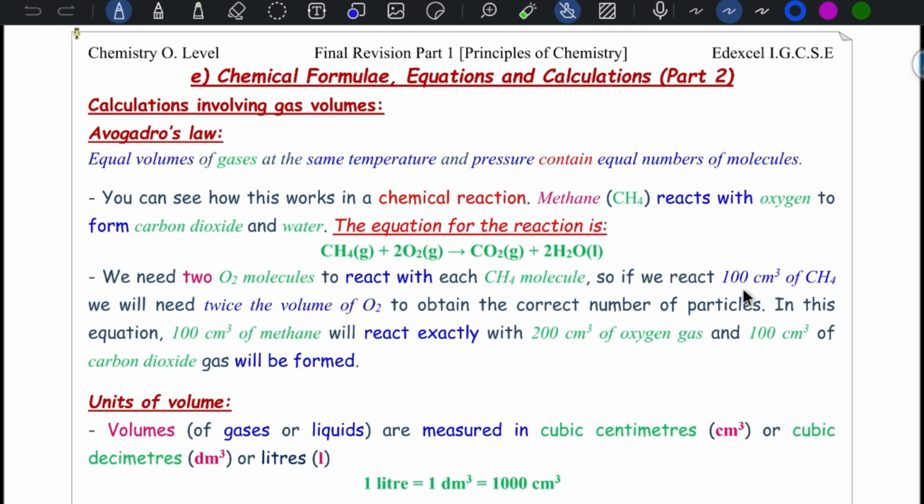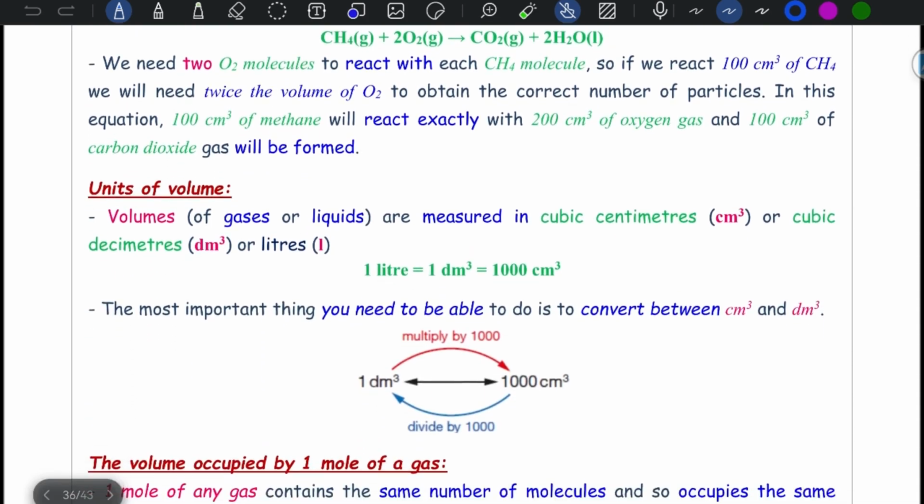So if we react 100 cubic centimeter of CH4, we will need twice the volume of oxygen. So you will need 200 cubic centimeter of oxygen gas to react exactly with 100 cubic centimeter of methane and to form 100 cubic centimeter of carbon dioxide. Remember that you can use volume instead of moles in the case of gases, not liquids or solids.